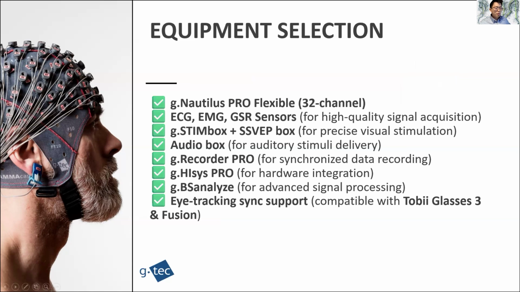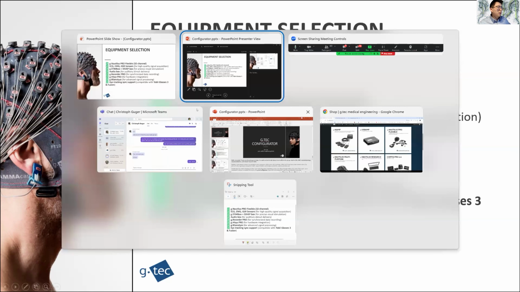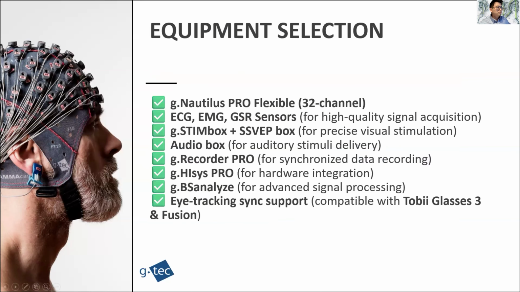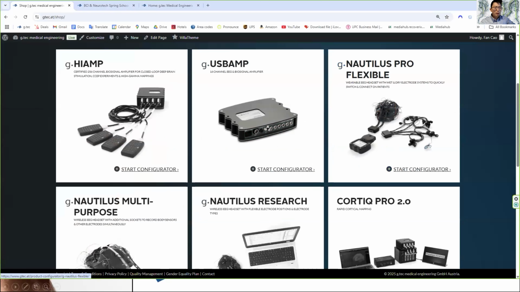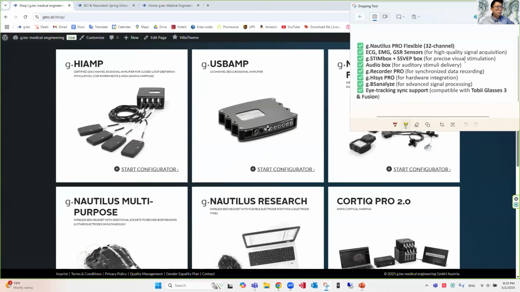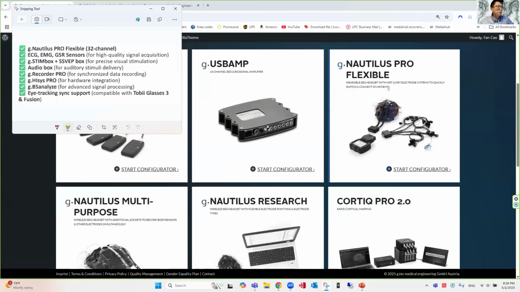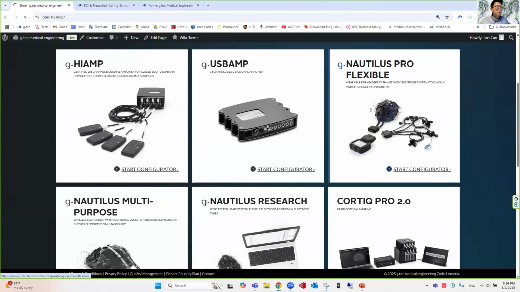As I mentioned, we're going to do a live demo. I will now jump into our web shop, and I'll show you how everything can be done. I will also put in the top right corner all the equipment we need, and I can show you how quickly we can get all this done in a few clicks. There are several different cubes. I will move to g.tec Pro Flexible, this section here. So I click Start Configurator.